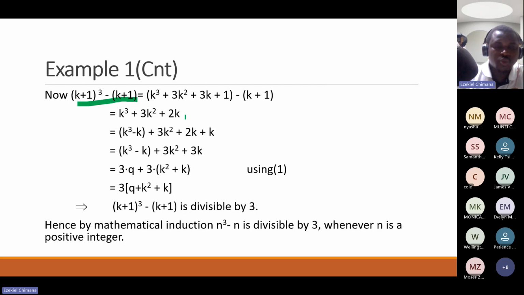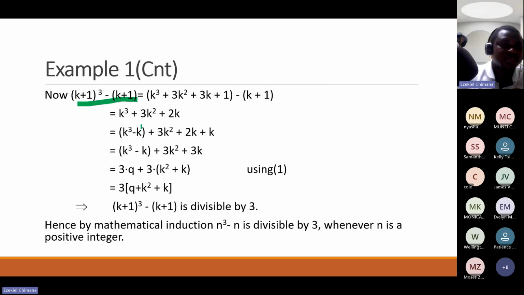After that, you need to reduce it into its simplest terms. This plus 1 and minus 1 cancel each other out. And then we've got 3k minus k, which will give you a 2k here. And then this 3k squared will remain 3k squared, and k cubed will remain k cubed.